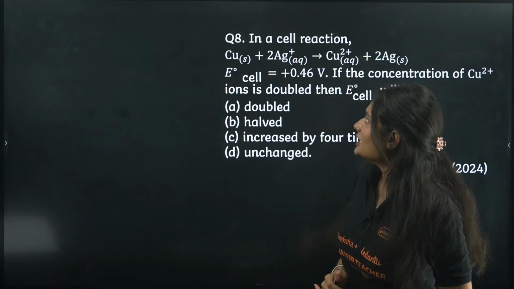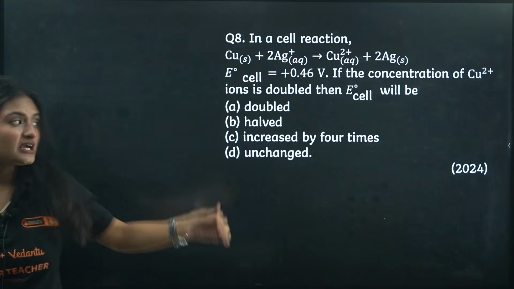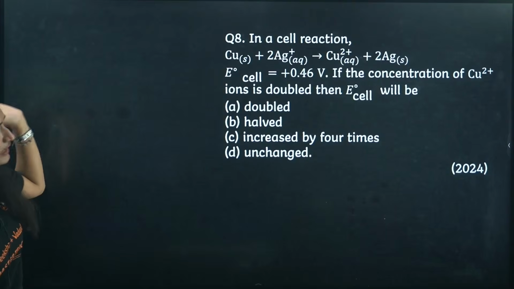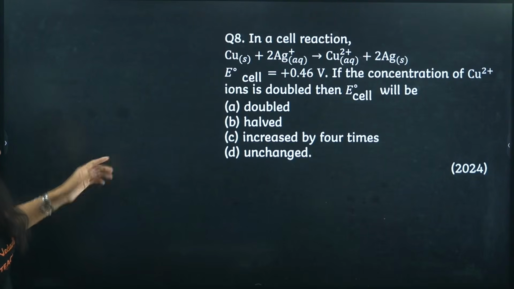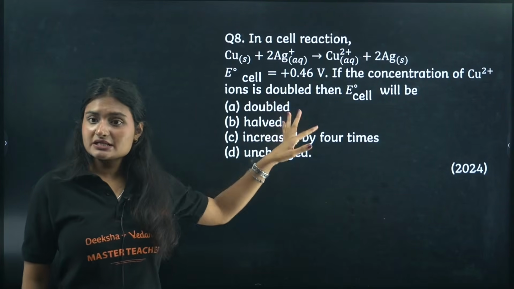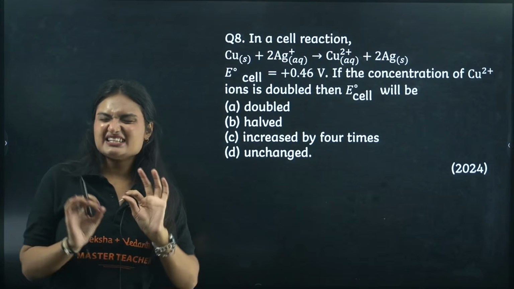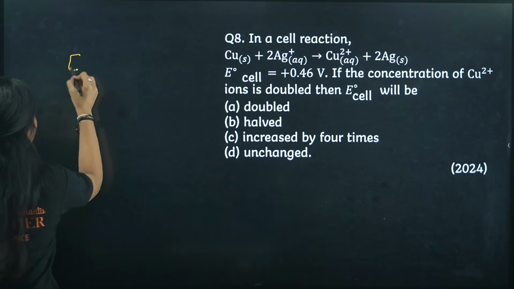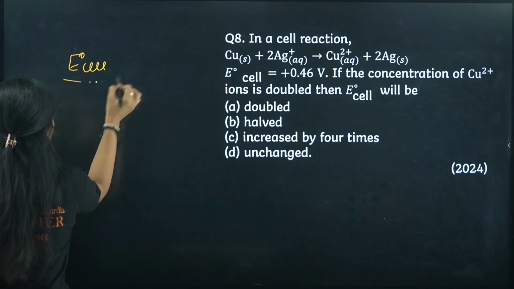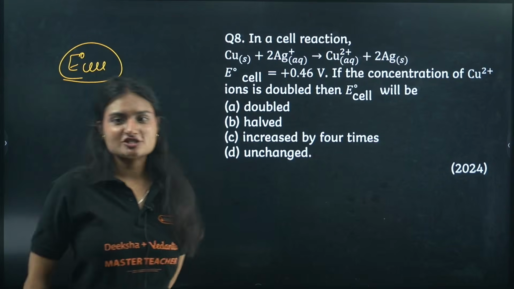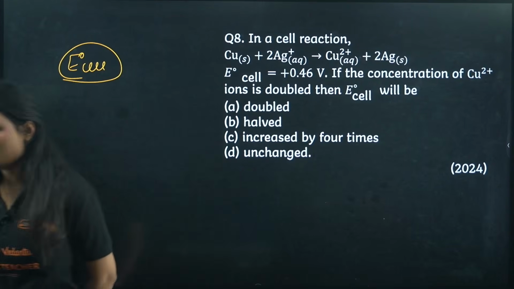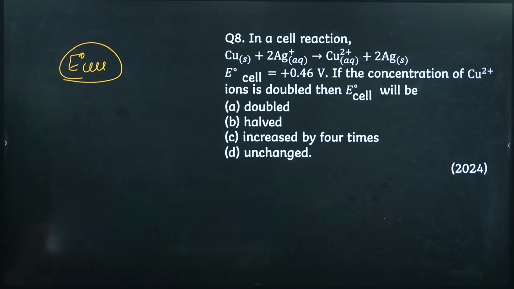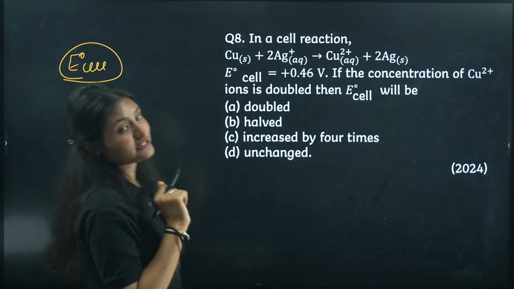Okay, now next question. For this cell reaction, E0 cell is given. If the concentration of C2 positive ions is doubled, what will E0 cell be? Very simple, very easy question. So E0 cell, what do we have here? Does E0 cell depend on the reactant concentration? No, it does not depend on the reactant concentration.